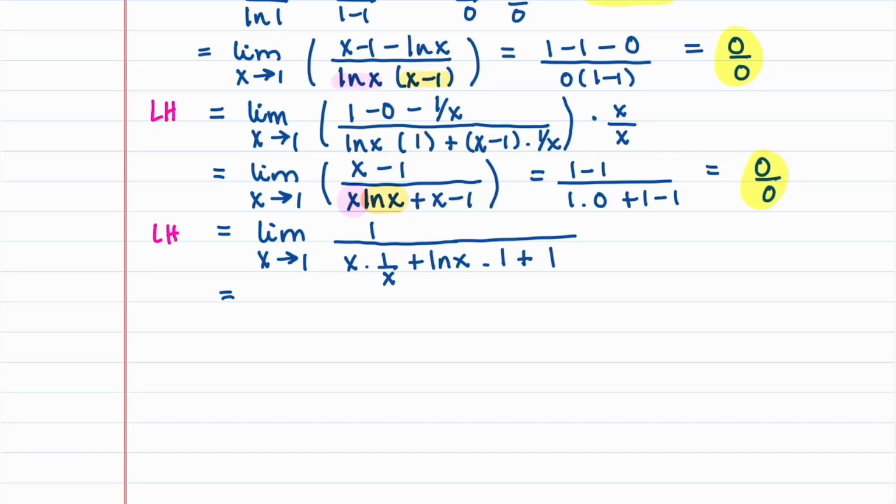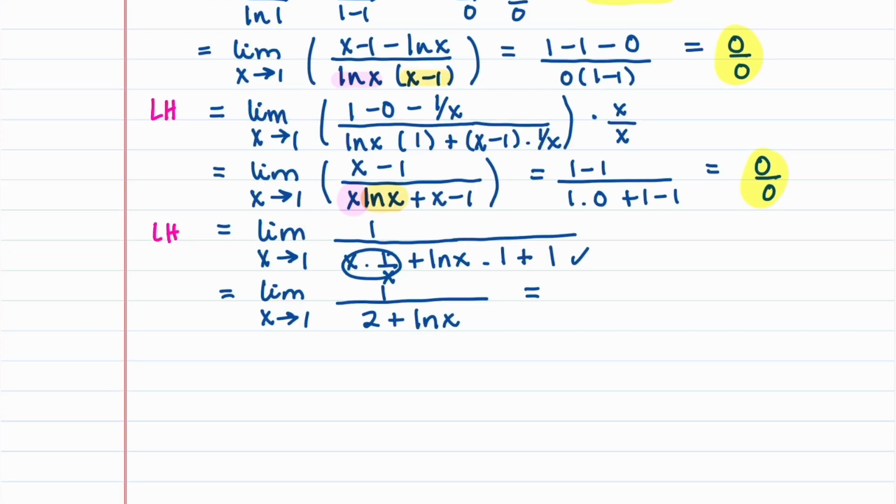Let's go ahead and rewrite this and clean up a little bit of the algebra. We have a 1 on the top, and in the denominator we have a 1 here and a 1 here, so this is 2 plus ln x. Now we can go ahead and let x be equal to 1, and this gives us 1 divided by 2 plus the natural log of 1, which is 0, and we get an answer of 1/2. And that's what our limit is equal to.